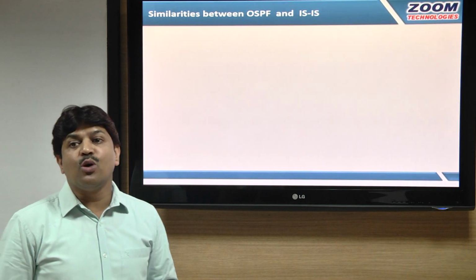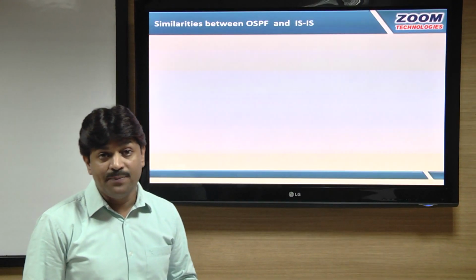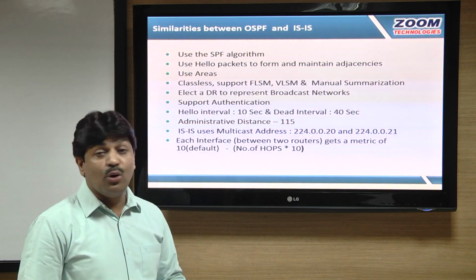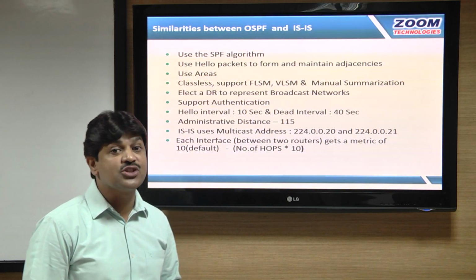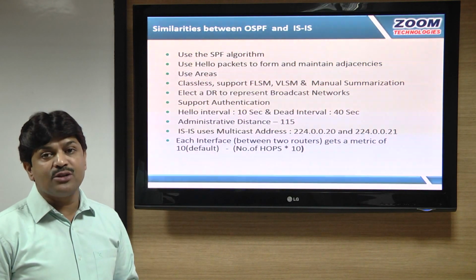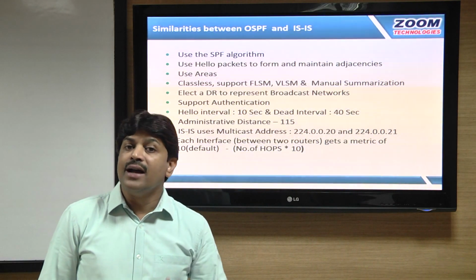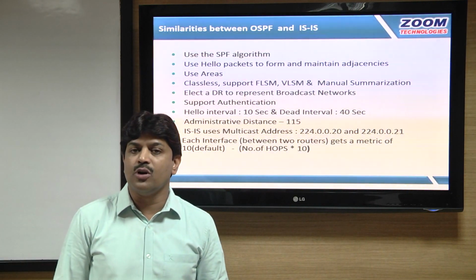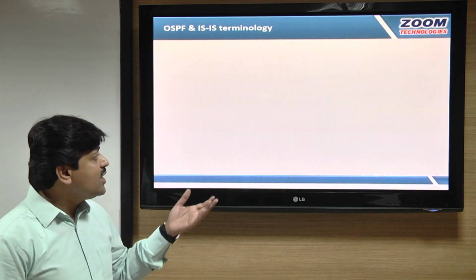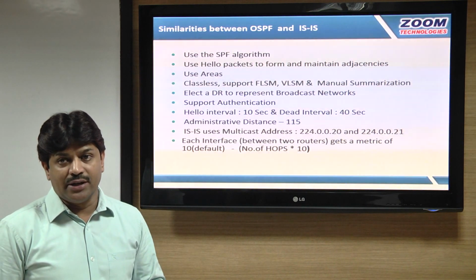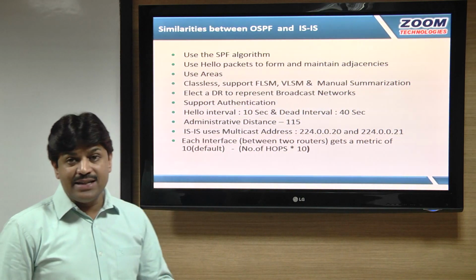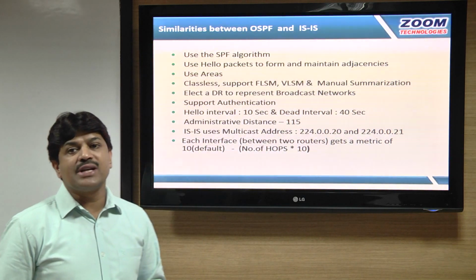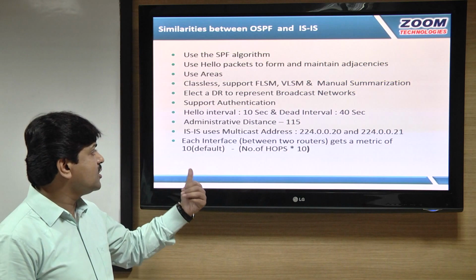Now, similarities between OSPF and ISIS, because we know OSPF very well, we have been using OSPF. OSPF and ISIS both use the SPF algorithm, Shortest Path First, and use hello packets to form neighbor relationships and maintain adjacencies. It uses areas, and it is a classless routing protocol. It supports FLSM, VLSM, and manual summary like OSPF. It elects a DR, designated router, to represent a broadcast network, and it supports authentication like OSPF.